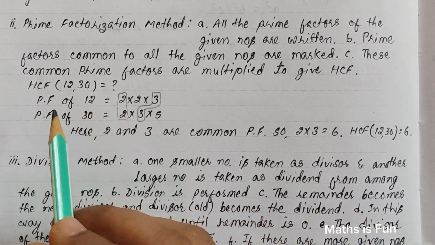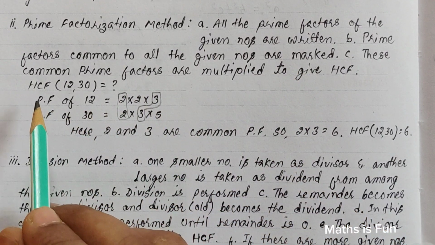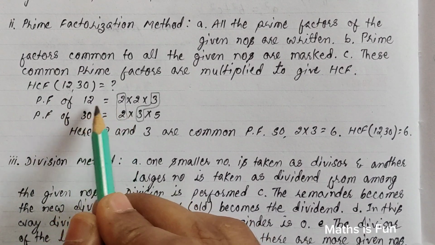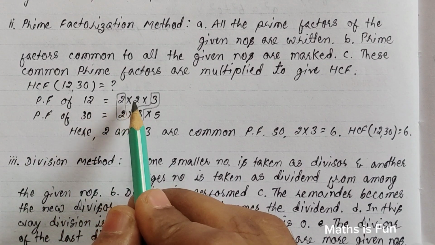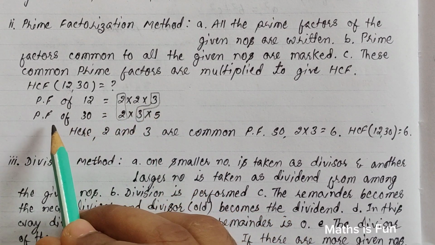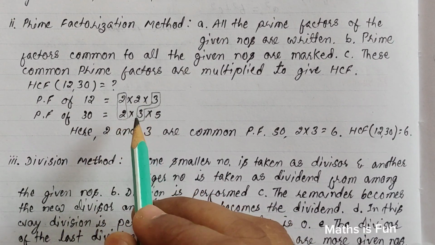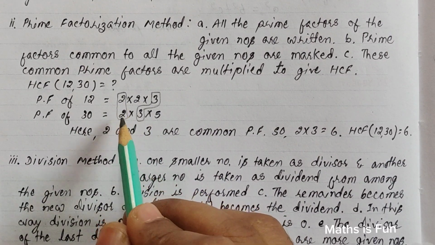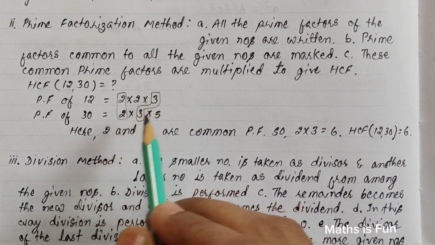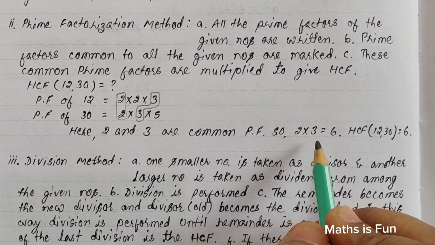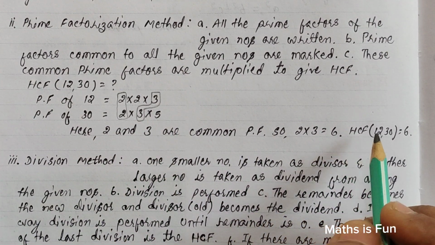We again take the same example: we want to find the HCF of 12 and 30. We first write down the prime factors of 12, that is 2 into 2 into 3. And the prime factors of 30, that is 2 into 3 into 5. We see that 2 is common to both, and also 3 is common to both. So 2 and 3 are common factors. 2 into 3 is 6. So the HCF of 12 and 30 is 6.